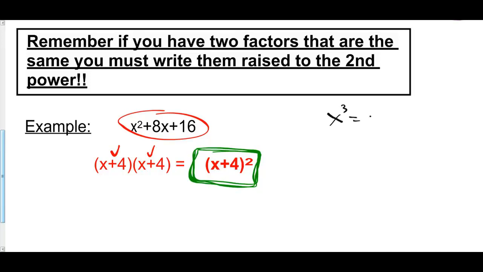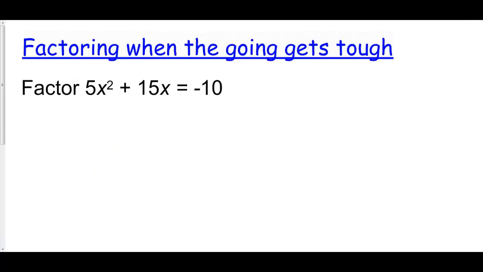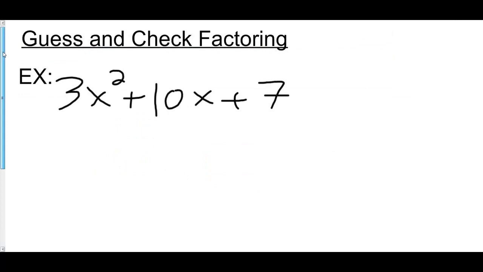If you had x to the third, that'd be x times x times x. 4 squared is 4 times 4. So when you have x plus 4, or x plus 1 rather, squared, that's x plus 1 times itself, x plus 1. You need those parentheses there to get it. So just a little reminder of that. People forget it at times.